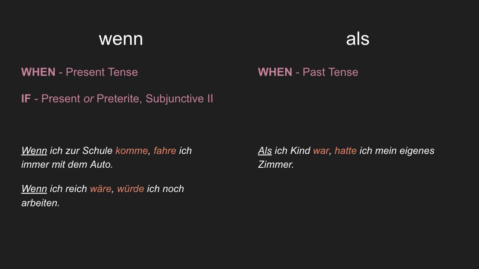So just to go over the meaning to make sure that everything is clear here, the first sentence on the wenn side means when I come to school, I always drive by car or with the car. The second sentence on the wenn side, we have if I were rich, or if I would be rich, I would still work. And on the right side, we have when I was a child, I had my own room.